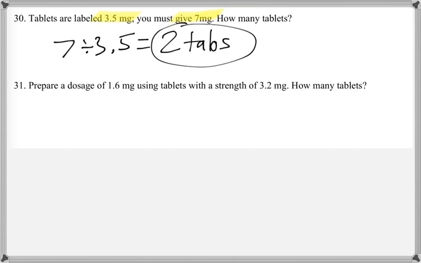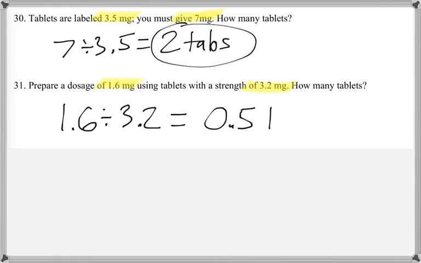31 says prepare a dosage of 1.6 milligrams using tablets with a strength of 3.2 milligrams. How many tablets? So we're trying to give 1.6 and each tablet has a strength of 3.2. So I'm going to take 1.6 and divide it by 3.2 to get 0.5, or you could say 1/2.